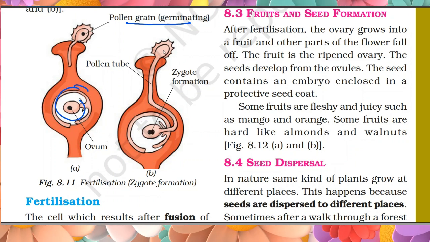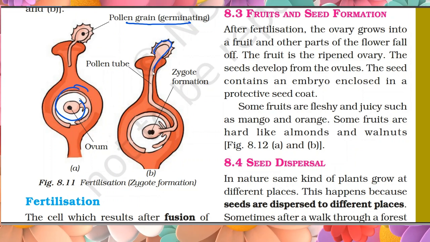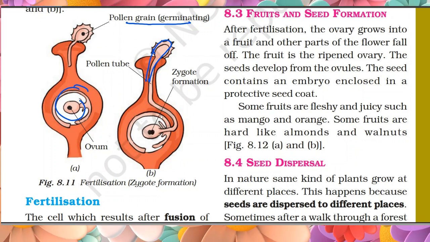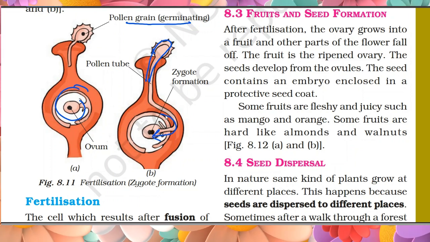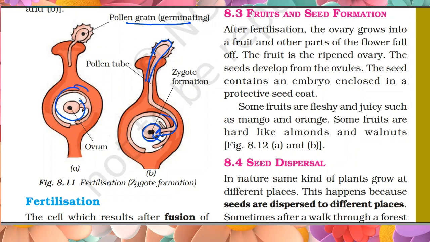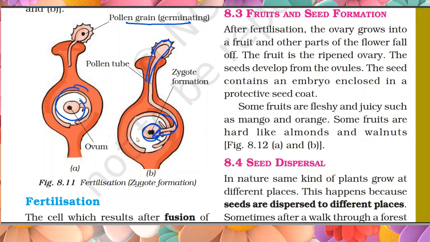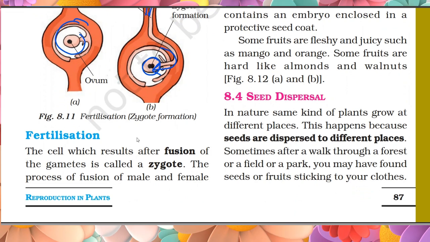Okay, so this is the formation where a pollen tube is connected to the ovary, and the formation of the zygote takes place. In this way, fertilization happens. So what exactly happens there?